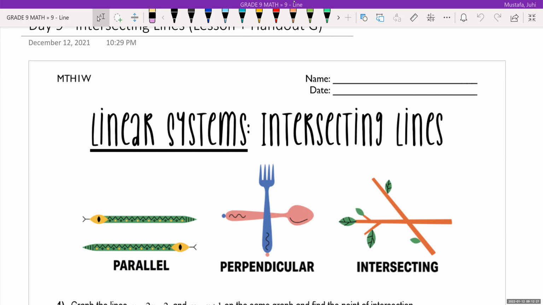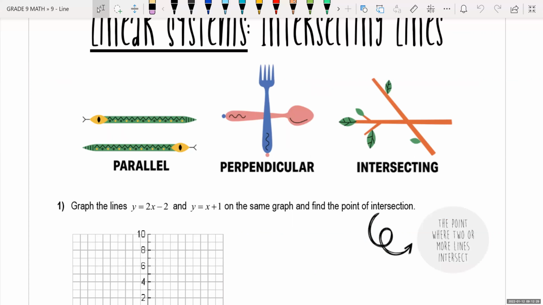If you take a look at the little diagram here, it's a creative way to show that two parallel lines are lines that never cross or meet. Two perpendicular lines are lines that meet at a 90-degree angle. And two intersecting lines are lines that cross each other at a point at any angle, it doesn't matter. The area where they cross each other is the part we're most interested in.